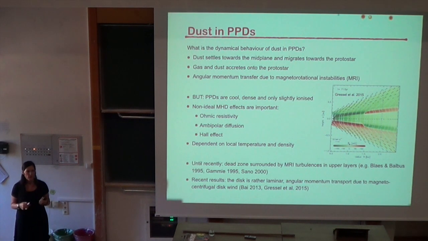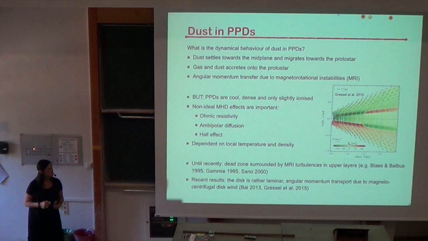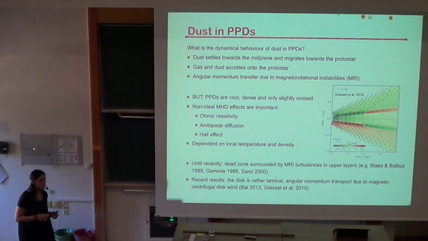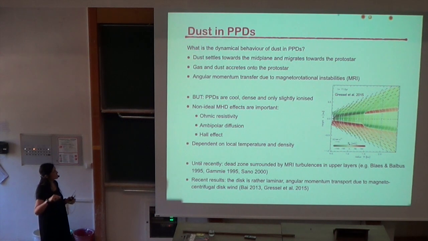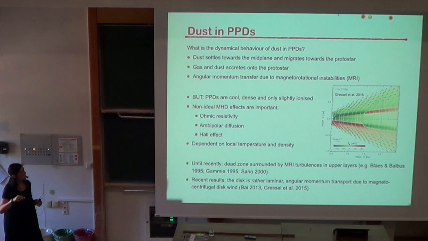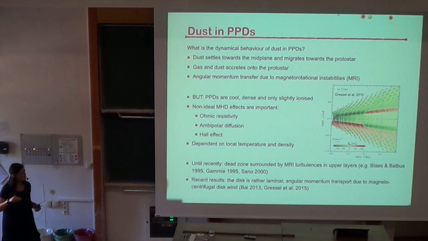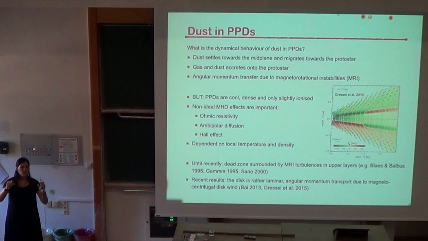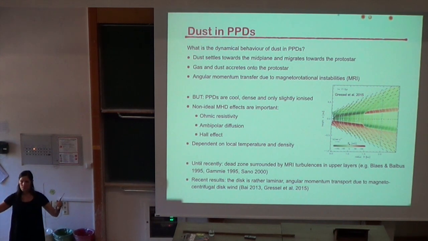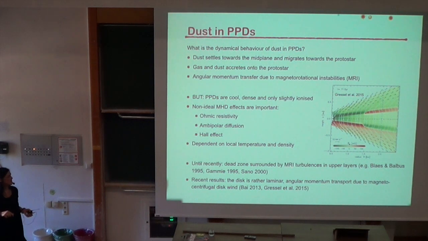Magnetorotational instabilities take place when you have a very well ionized plasma. The problem with these disks is that they are rather cool, dense, and not 100% ionized, but only slightly ionized. So you do not have ideal magnetohydrodynamic effects, but rather non-ideal magnetohydrodynamic effects, which are, for example, ohmic resistivity, ambipolar diffusion, and the Hall effect. These effects depend very much locally on the temperature and the density of the disk. Until recently, there was this image that in the midplane we have a dead zone where there is no turbulence, while in the outer regions around this dead zone you still have magnetorotational instability, so turbulence which can take the angular momentum away from the central star.